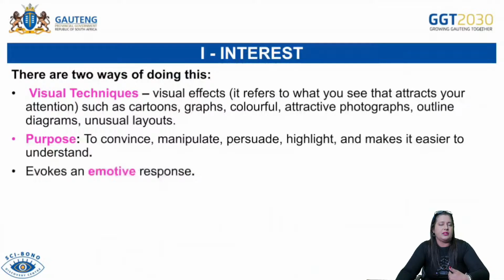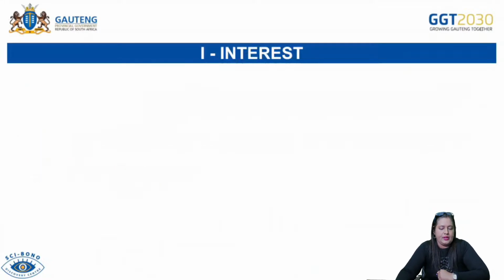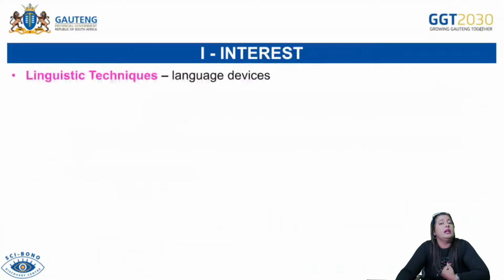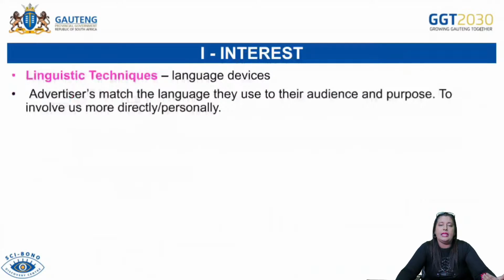Furthermore, I did speak about the fact that the emotional impact takes place. Okay, we get a response to what has been advertised. And then we're also looking at the linguistic technique. So there are language devices used, and here the advertiser matches the language that they are using to the target audience. Now, when we talk about target audience, remember it's specific. It cannot just be for everybody who loves us. There's a particular brand or service being advertised to a particular group or a particular person.